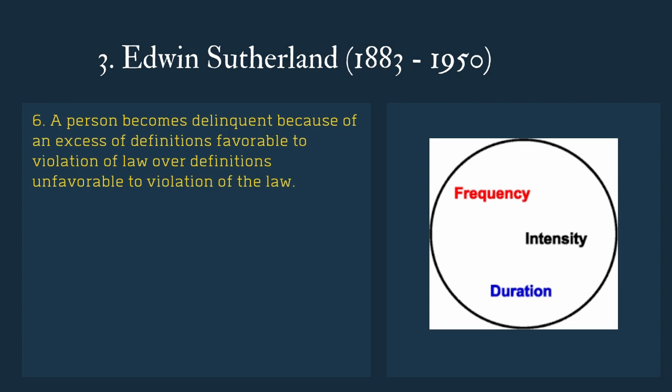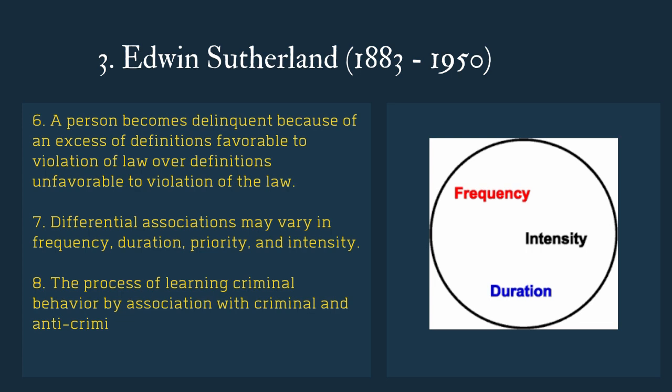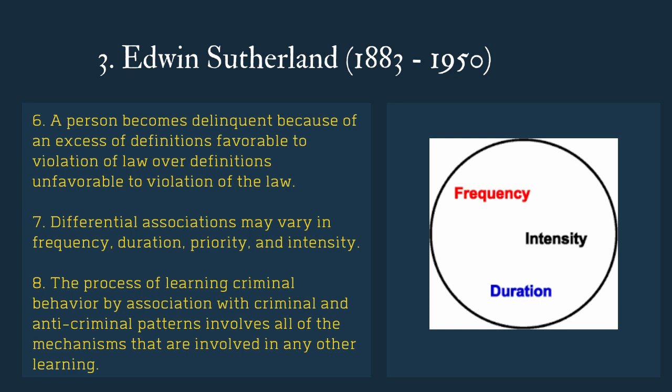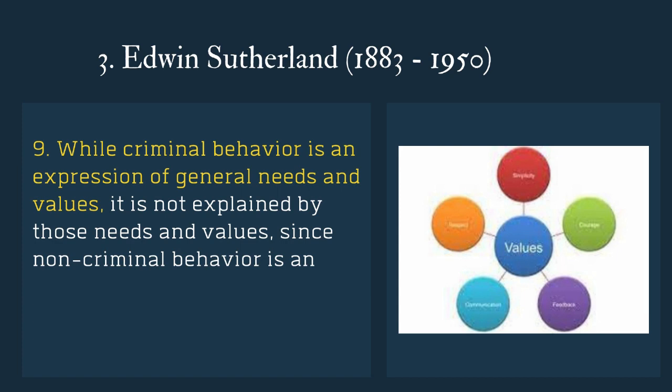7. Differential associations may vary in frequency, duration, priority, and intensity. 8. The process of learning criminal behavior by association with criminal and anti-criminal patterns involves all of the mechanisms that are involved in any other learning. 9. While criminal behavior is an expression of general needs and values, it is not explained by those needs and values, since non-criminal behavior is an expression of the same needs and values.